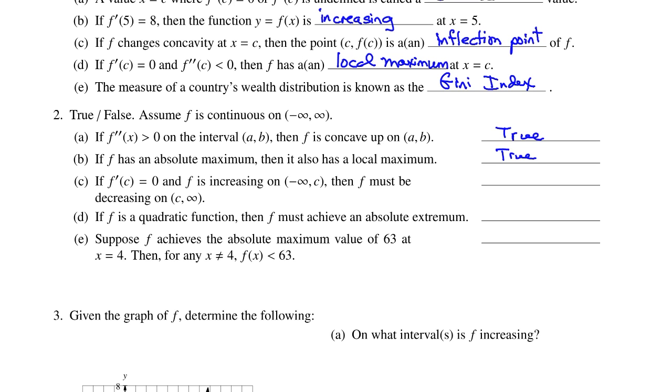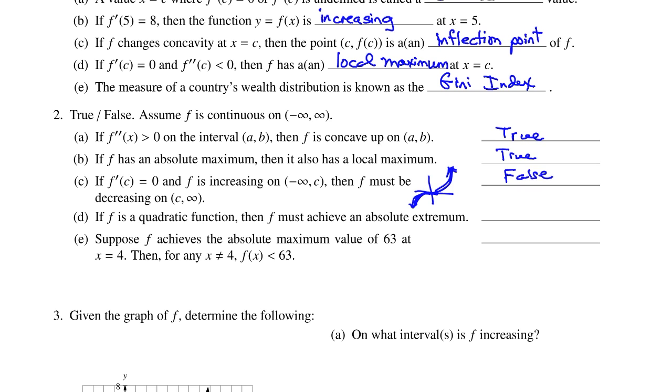C, if f prime of c is equal to 0, and f is increasing on negative infinity to c, then f must be decreasing on c to infinity. That is false. This could just be a horizontal tangent that passes through. So it's increasing here, and then it doesn't necessarily have to decrease, even though the tangent line would be horizontal right here. It could continue to increase.